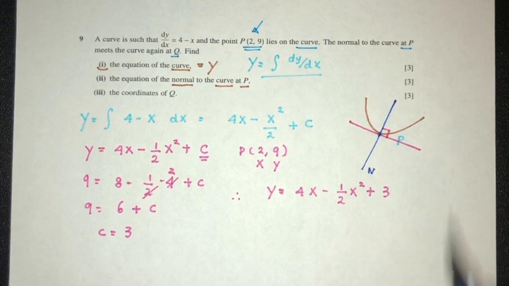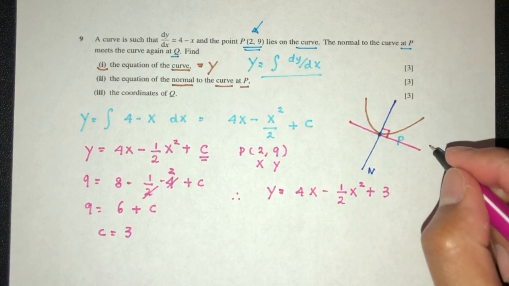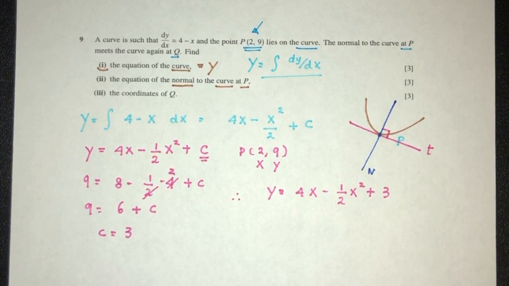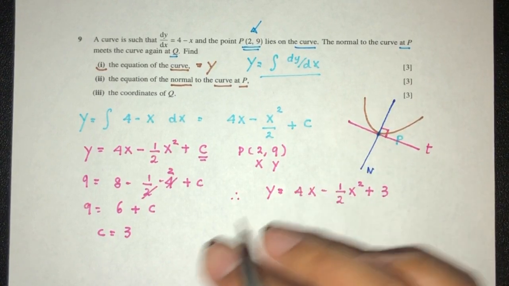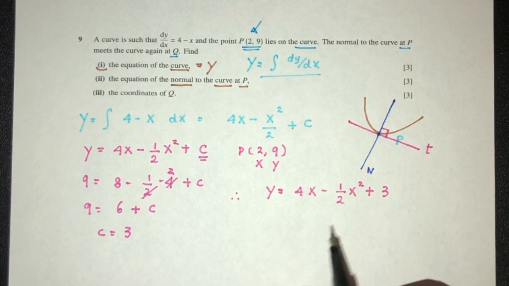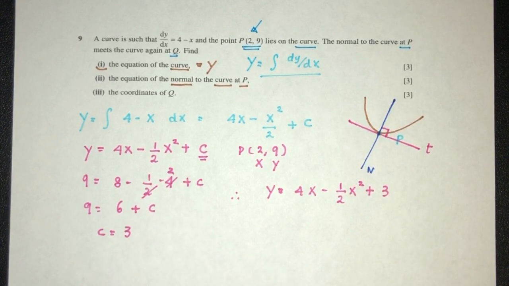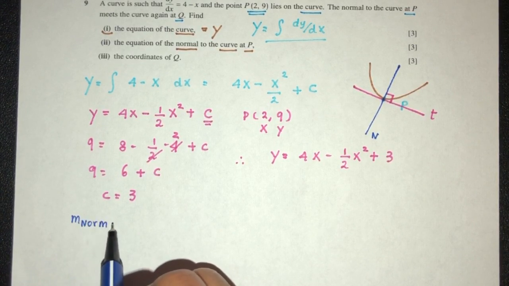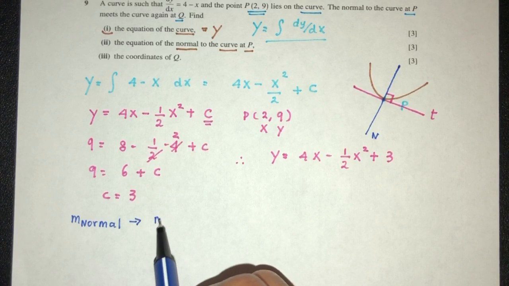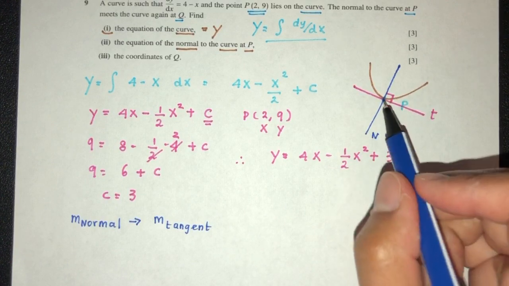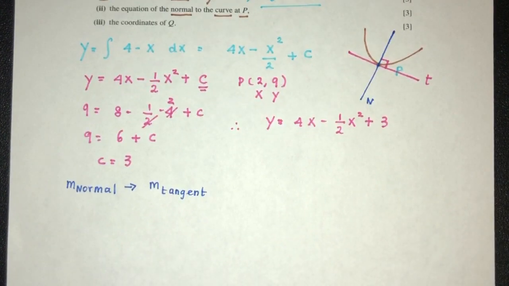This is the normal and this is the tangent at the point P. Now we have to find the equation of the normal, and as you can see, the normal is a straight line. To find the equation of a straight line, we need to find the gradient. So always remember, for a straight line, we have to find the gradient first and then find the equation. So how can you find the gradient of the normal? Pretty easy. We must first find the gradient of the tangent, because they are connected to each other by this relationship.